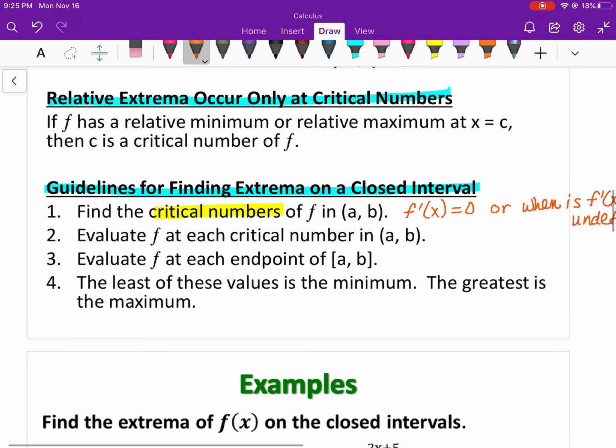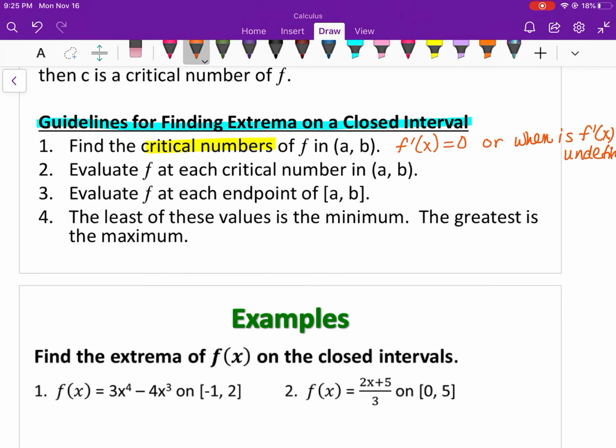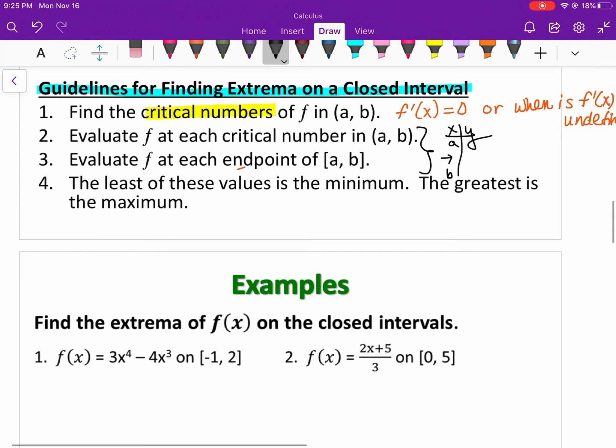All right, we're going to evaluate f at each critical number in the open interval. And we're also going to evaluate the function at the endpoints. So for these two things, we'll be making an XY table. We'll be putting in our endpoints of our closed interval, and then any critical numbers will go in between. The least of these values is called your minimum. The greatest is your maximum.